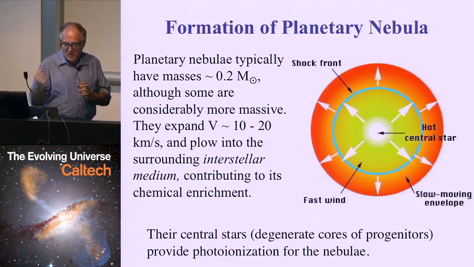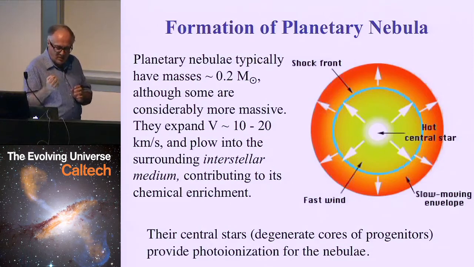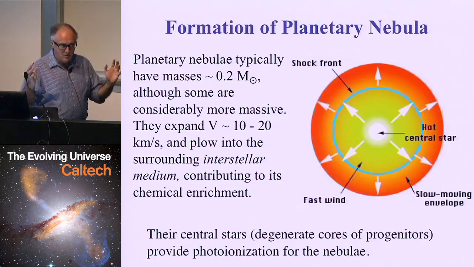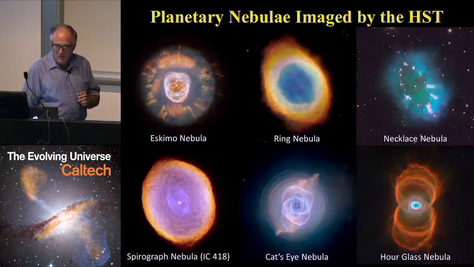So what you have there now is a central core, where all nuclear reactions are going on, which is very, very hot. It generates a great deal of ultraviolet radiation. That radiation can fully ionize the material that's been expelled and thinned out, and this is why you have these nice shining recombination nebulae.